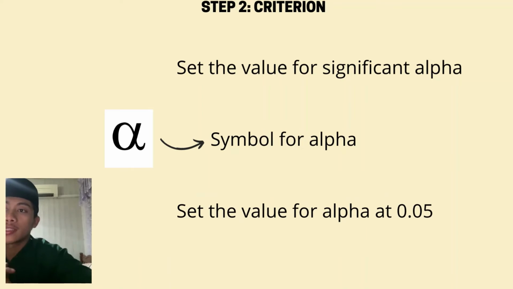The second step is the criterion, which is about the significance level, alpha. The alpha value is 0.05. In order to determine whether there is a significant difference or not, we will see the p-value, whether the p-value is bigger than 0.05 or lesser than 0.05, that is, bigger or lesser than the alpha value.